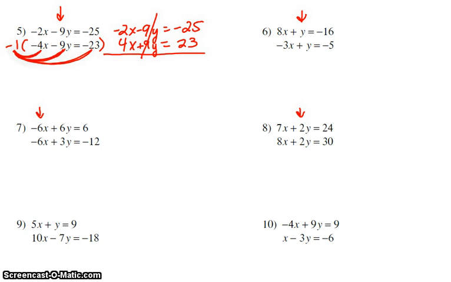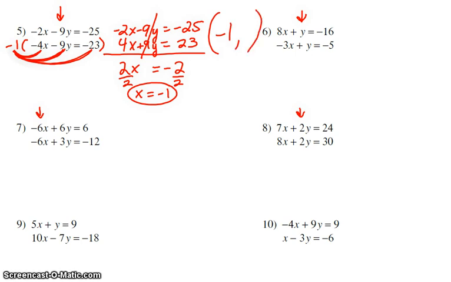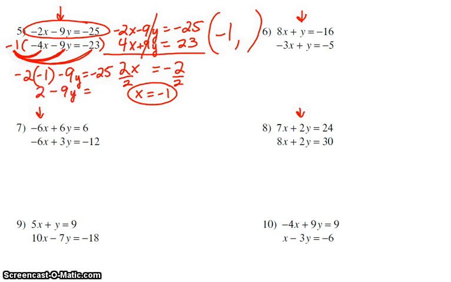Negative 2 plus 4 is 2x. Negative 25 plus 23 is negative 2. And we get x equals negative 1. Okay, we're going to take that negative 1, so that's part of our answer, negative 1 comma something. We're going to plug it in for x in one of the equations. I'll choose this one, negative 2x, times negative 1, because we're subbing in negative 1 for x, minus 9y equals negative 25. 2 minus 9y equals negative 25.